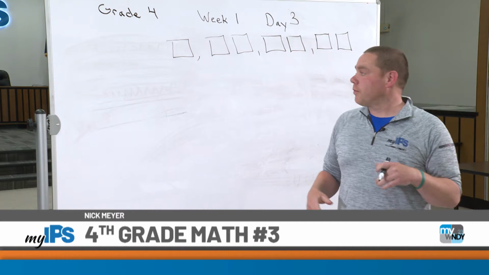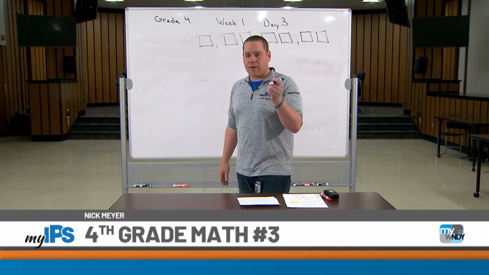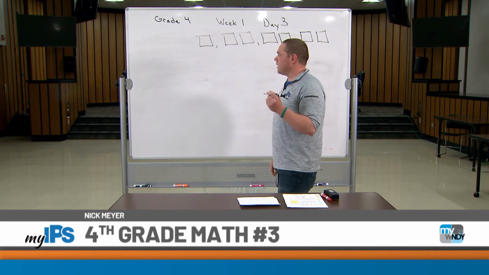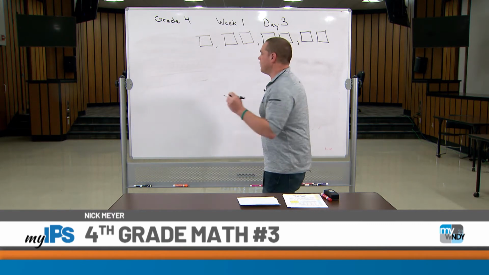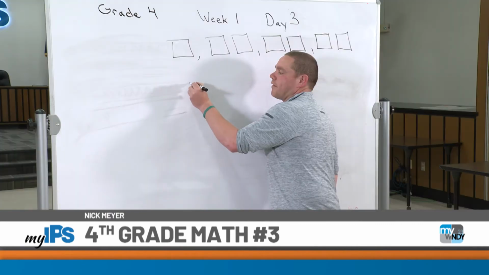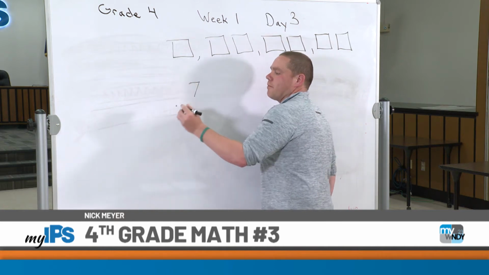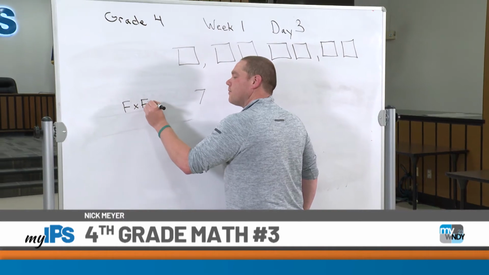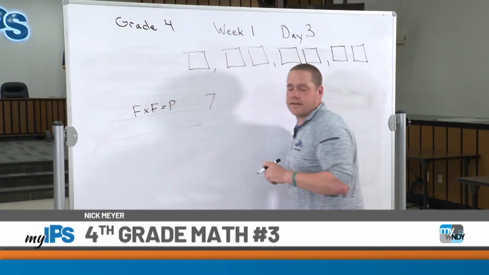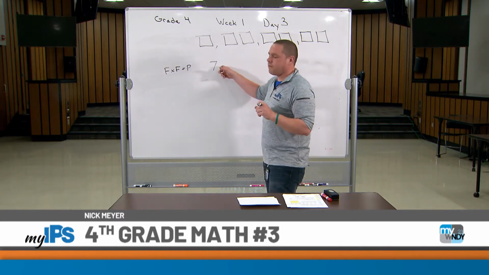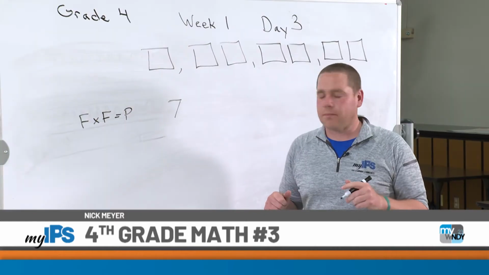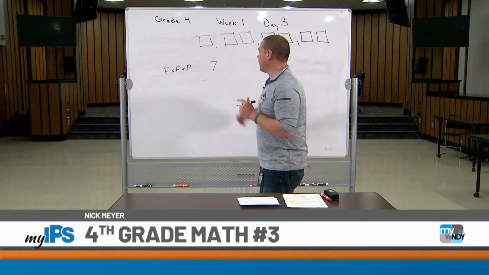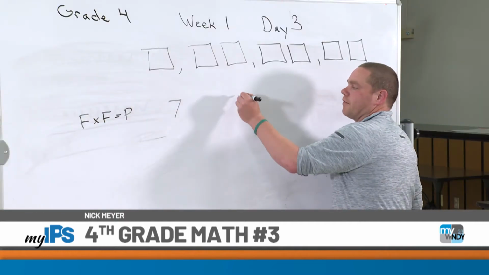So a couple days ago, we worked with composite numbers. Prime numbers are the numbers that have exactly 2 factors. So let me give us some examples. Let's try the number 7. So remember, factor times factor equals the product. So if I try to find the factors, what are 2 numbers that I can multiply together that give us the product 7? So I'm going to draw an array for this.